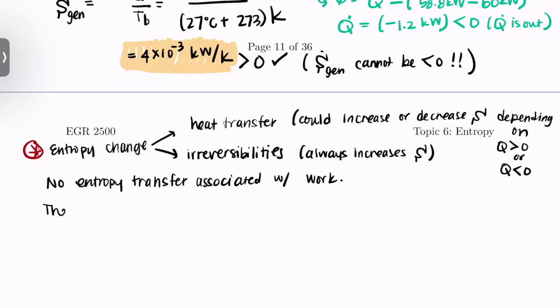The more irreversible a process is, the larger the entropy that's generated during that process. So the more irreversible a process, the larger delta S will be.